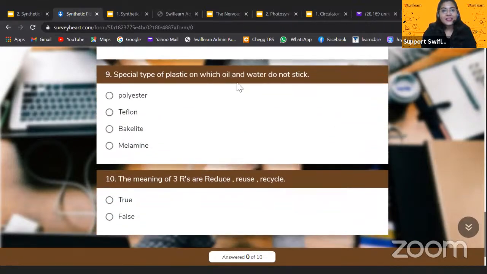Next, number 9: a special type of plastic on which oil and water do not stick, which helps to make the coating of different cookware. What is it? Teflon. Very good. Non-stick pans are made of Teflon.